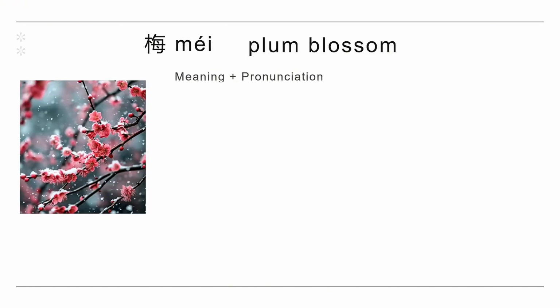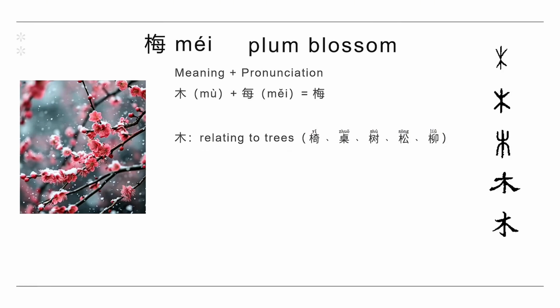This character is 梅, second tone. It means plum blossom. This character is made up of two parts, one that gives a hint to the meaning, 木, and one that gives a hint to the pronunciation, 每. If we look at how 木 has changed over time, we can see that it's a drawing of a tree, with a trunk and branches.